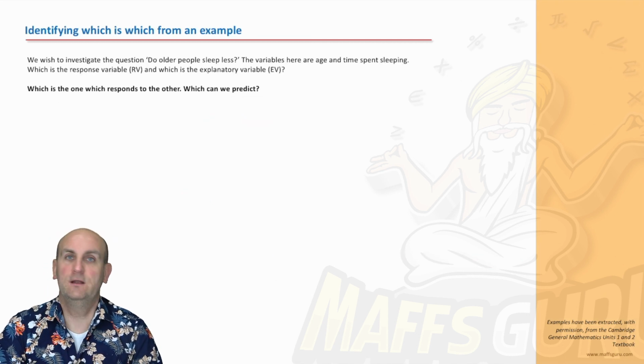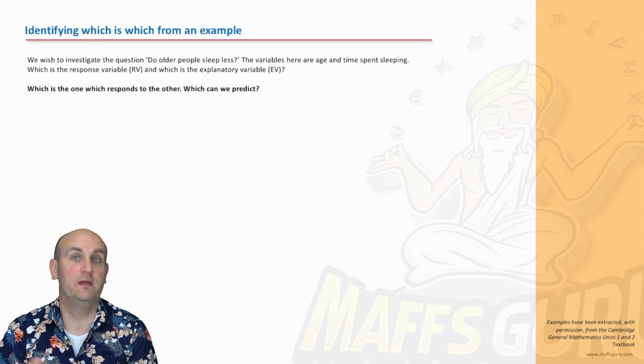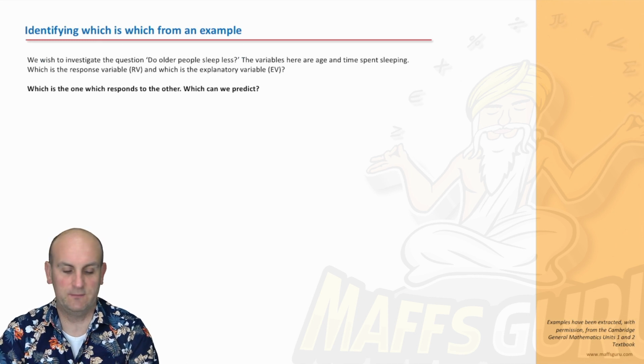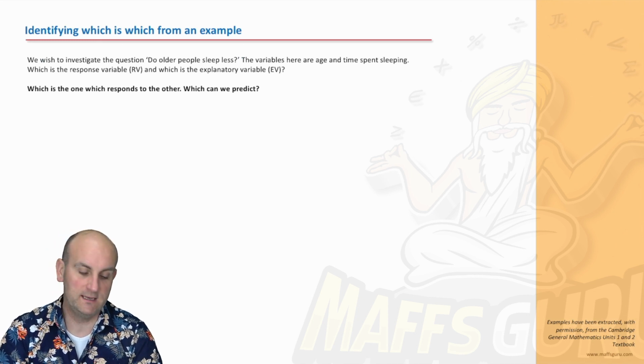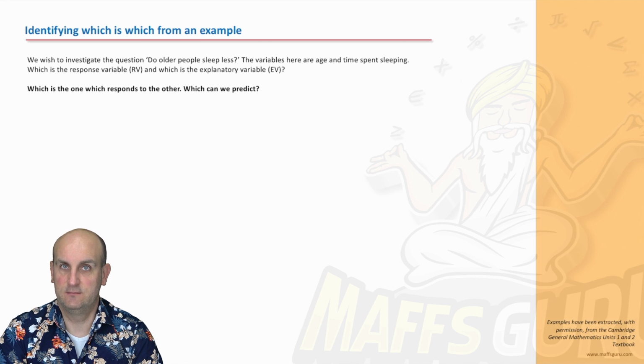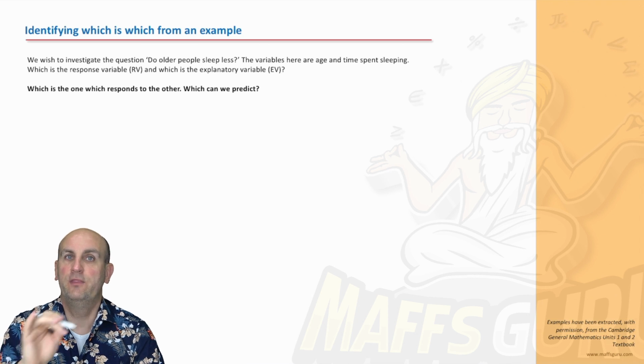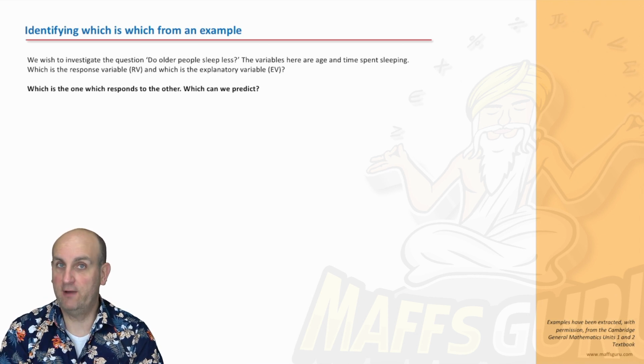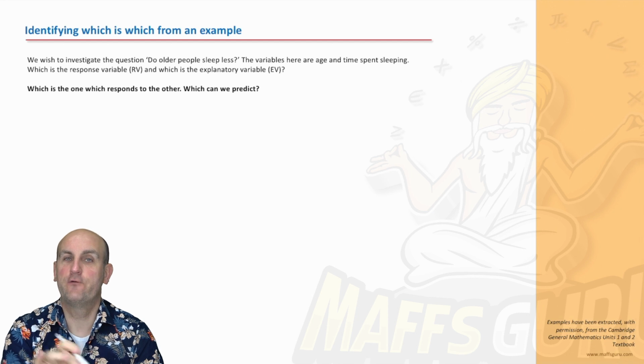So let's look at some examples. I've only got 3 examples, I believe, but they should be enough to give you the idea. We wish to investigate the question, do older people sleep less? Let's think about this one. What are we predicting from what? Are we predicting their sleep from their age, or their age from their sleep?